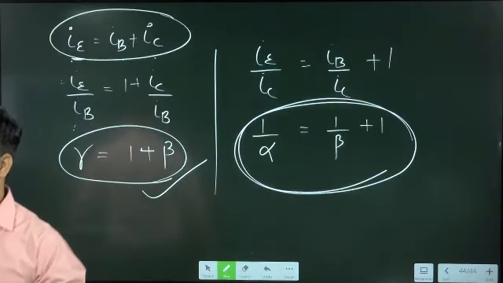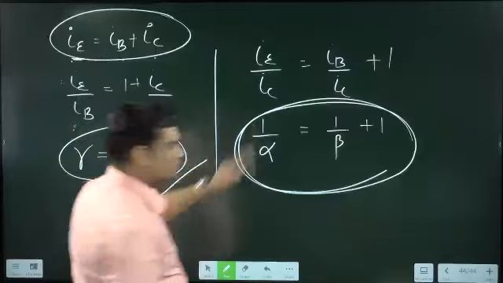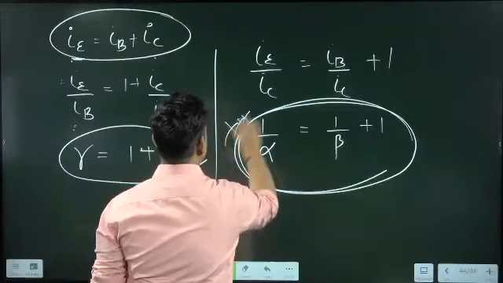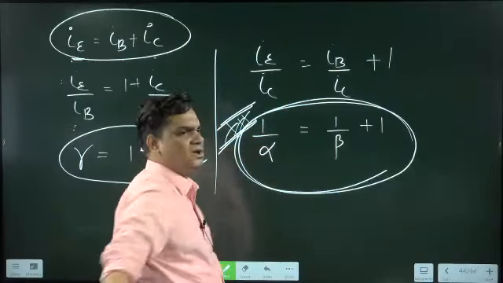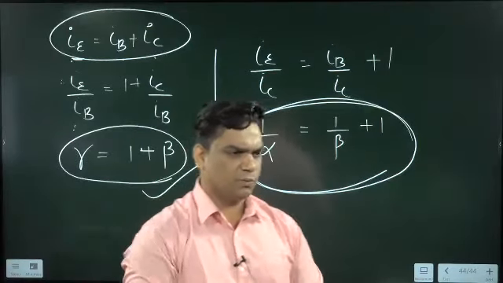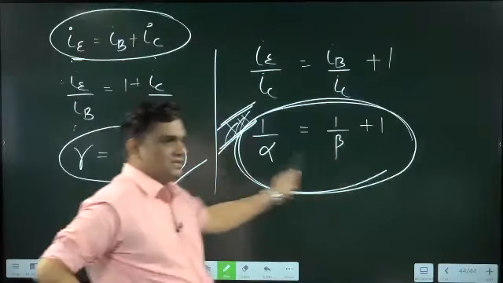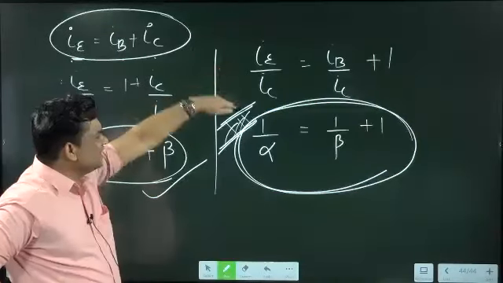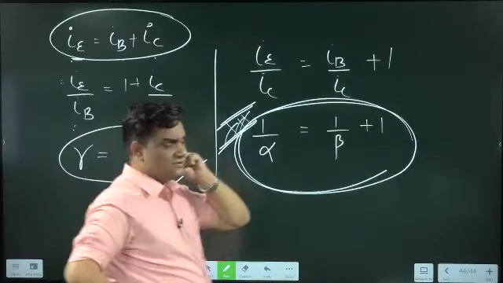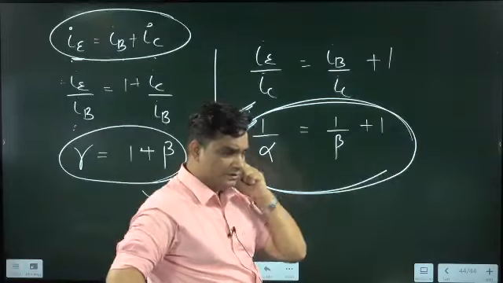Clear? Can you remember these relations? Out of these, one is very important, okay? So many times I have asked also: 1 by alpha equal to 1 by beta plus 1, okay? This one, if you forget also, no problem. We can easily derive it, you just have to divide. 1 by alpha equal to 1 by beta plus 1, okay?